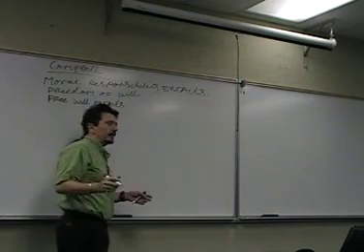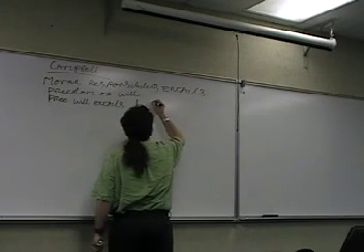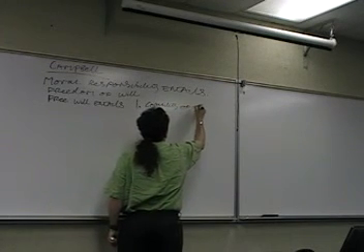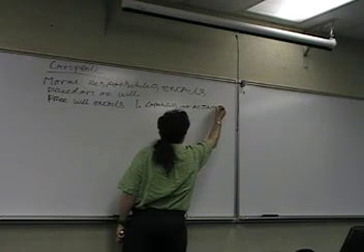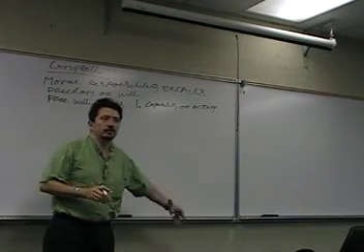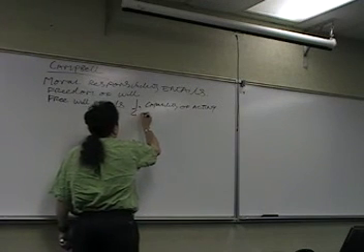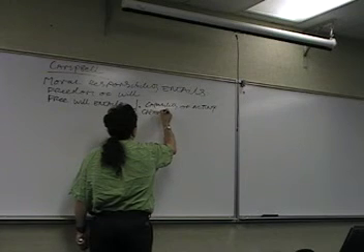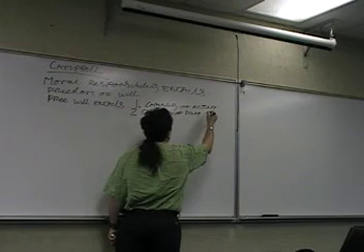Free will entails two things. One, capability of acting, capability of doing the act you're going to do. That should be obvious. And the other thing it entails is capability of doing otherwise.